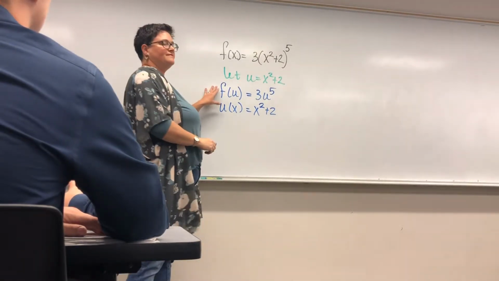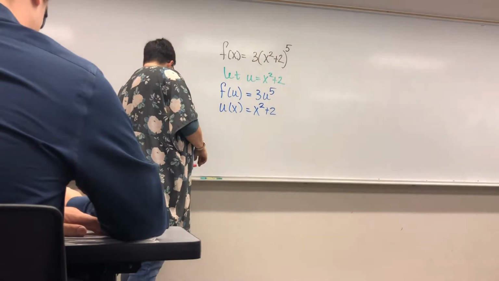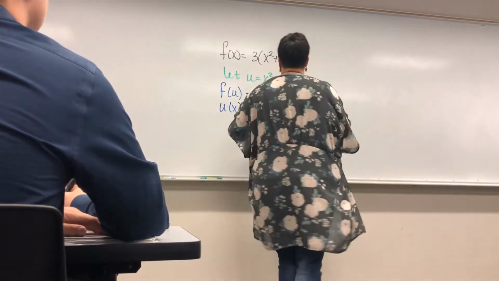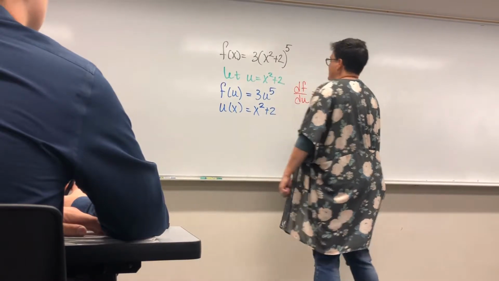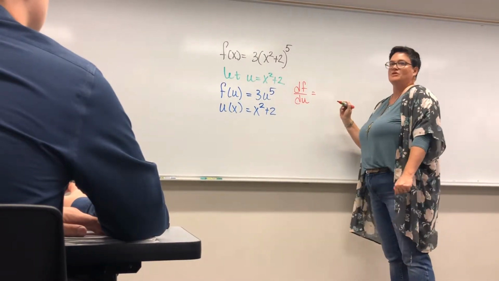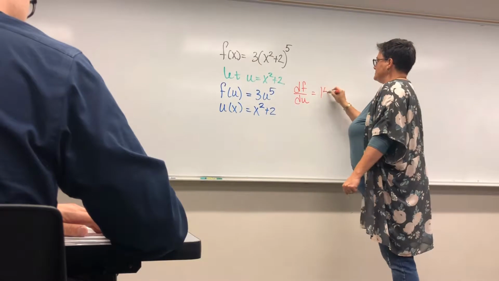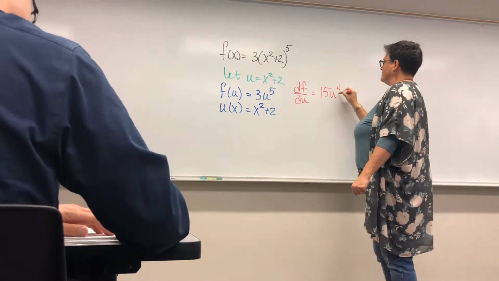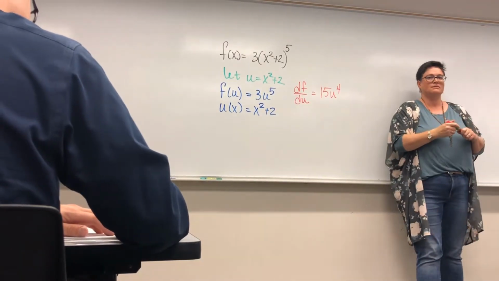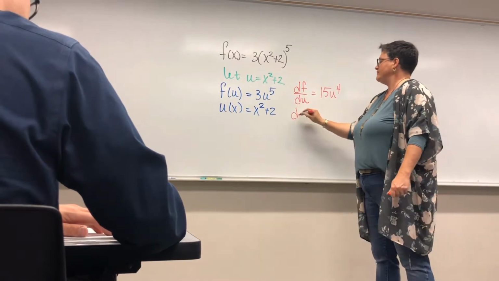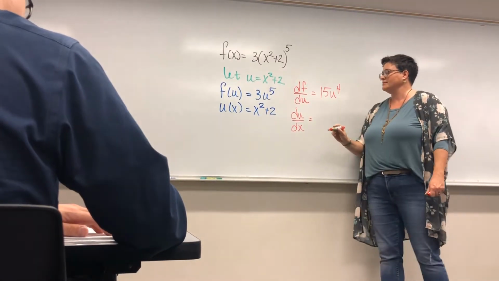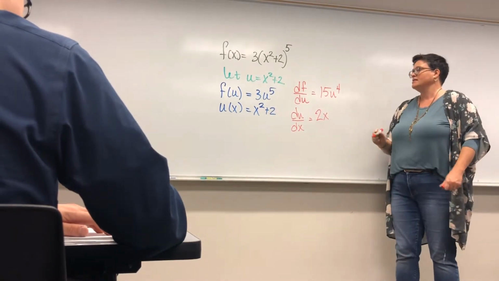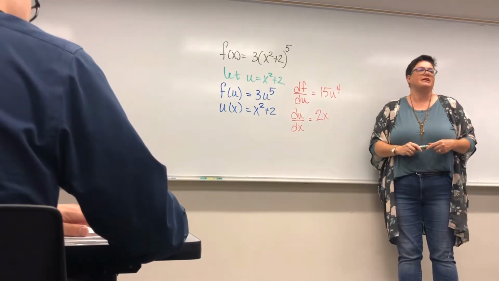Let's take the derivatives of these. But let's keep them real formal-like, okay? So the derivative of f with respect to u is gonna be what? Don't overthink it. 15u to the 4th. And what's the derivative of u with respect to x gonna be? Don't overthink it. 2x. Now we smash them together.